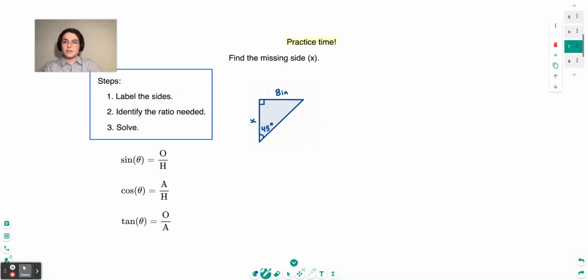Let's follow the steps as we did before. So the first step is to label the sides. In this case, this side over here would be our opposite, and this side here would be our adjacent.